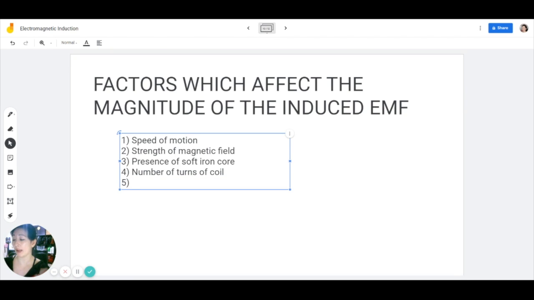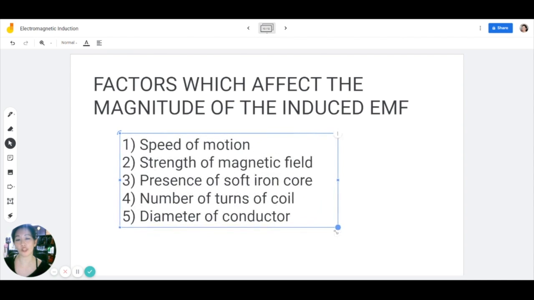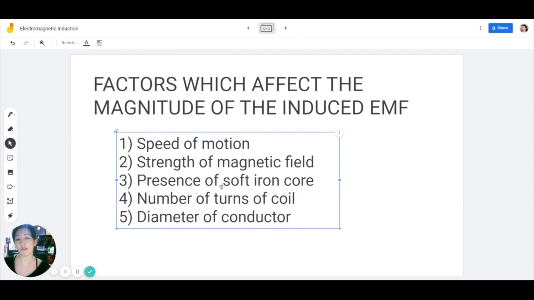And if you use a wire with a greater diameter, the diameter of the conductor also plays a role, because with a larger diameter there is more space for the electrons to move. So if you move these two kinds of wires across the magnetic field, with the larger diameter there's more space for the current to flow, right? Therefore, it also causes a higher induced EMF and induced current. So these are the factors which affect the magnitude of the induced EMF.